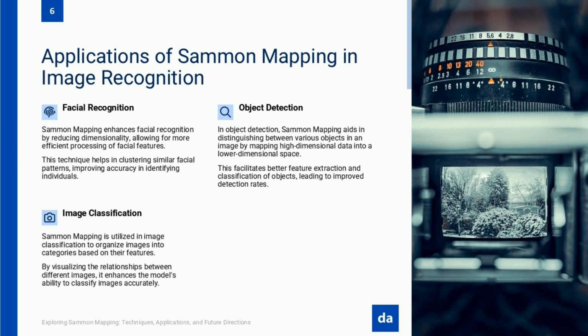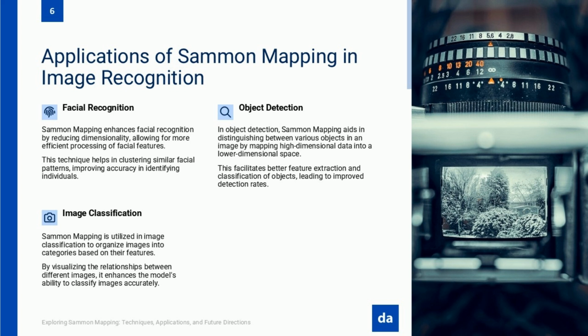Another powerful application is object detection. Say we want to differentiate between different types of vehicles in traffic surveillance footage. Raw images are mapped into a lower dimensional space while keeping similar objects close together. This helps AI models distinguish between cars, trucks, motorcycles, and buses based on structural similarities rather than raw pixel comparisons.